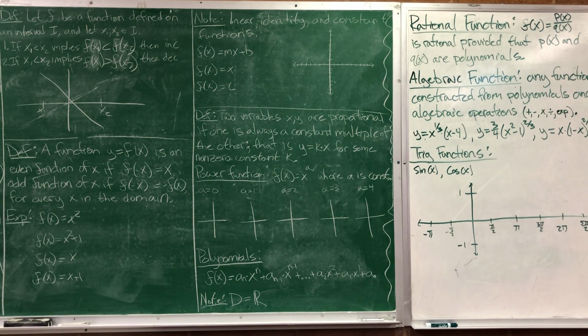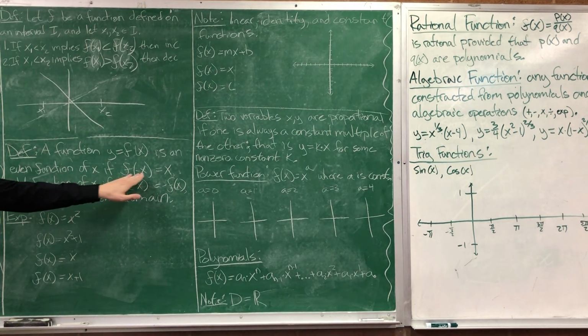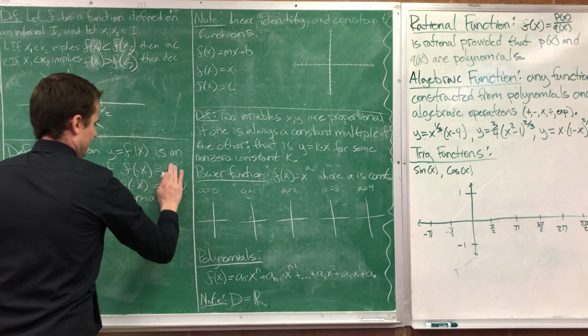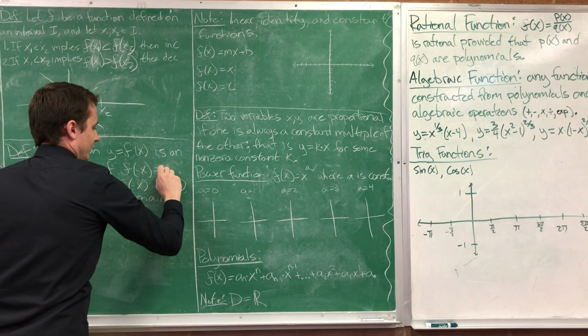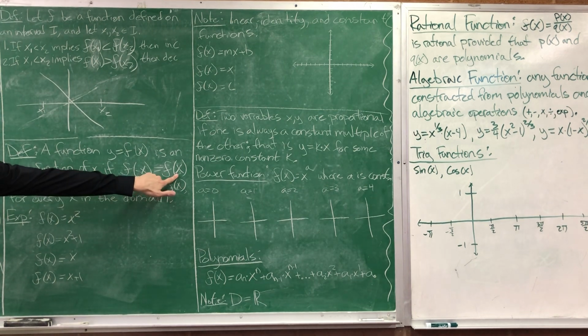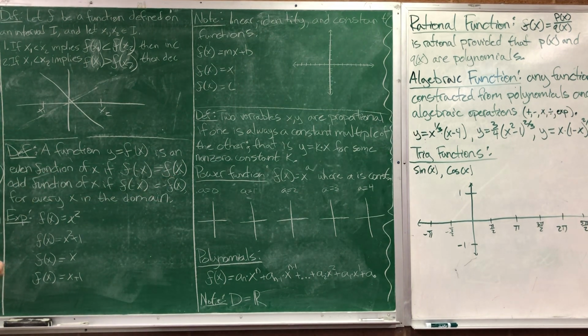Next. A function y equal to f of x is an even function of x if f of negative x is the same thing as f of x. If it doesn't matter whether or not you plug in a negative number or the positive number, you get the same thing, the function's even. So plugging in positives and negatives gives you the same output, the function's even.